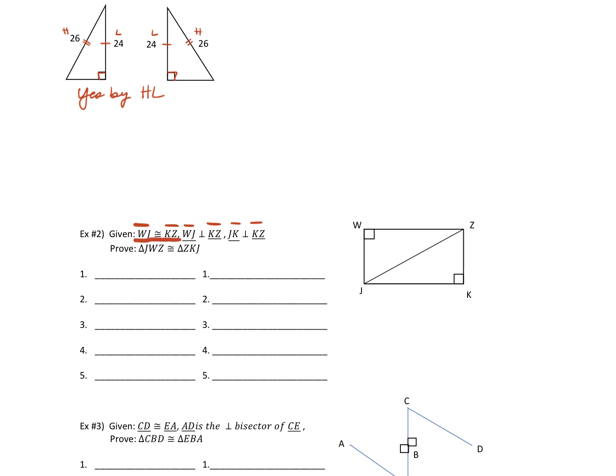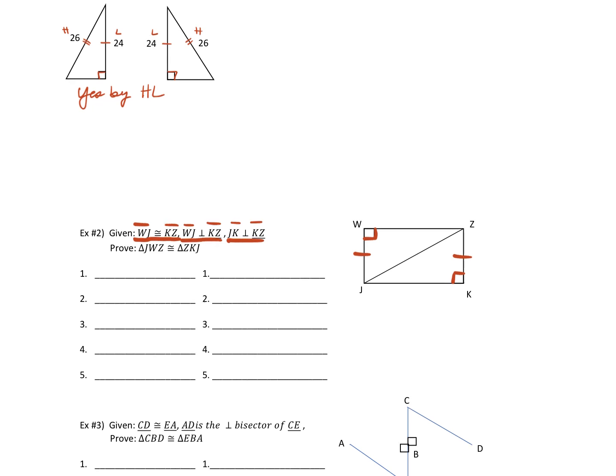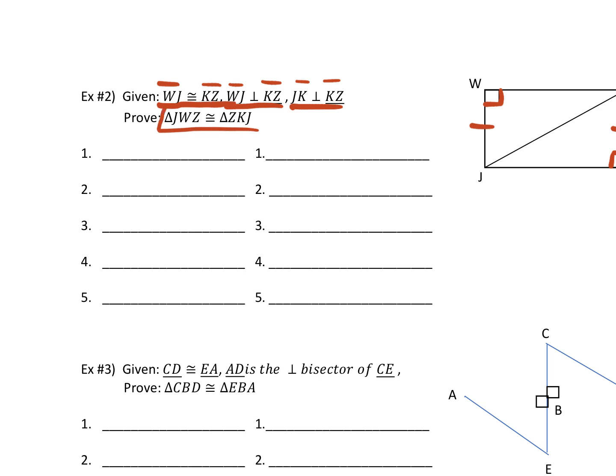Okay, in a proof like this, let's look at what they're telling us. It says segment WJ. Remember, we want to mark everything we know. Segment WJ is congruent to segment KZ. Then it says WJ is perpendicular to KZ, so that's a right angle. And it says JK is perpendicular to KZ. So that's everything they told us in the given. We're trying to prove that triangles are congruent. So where is this going to go in our proof? The very last step. We're going to say triangle JWZ is congruent to triangle ZKJ.